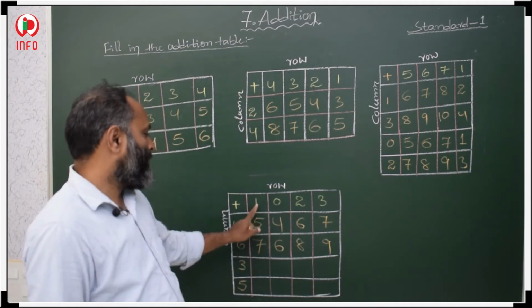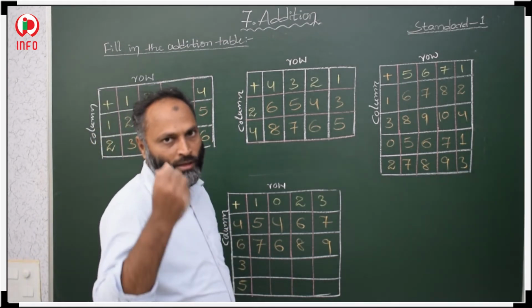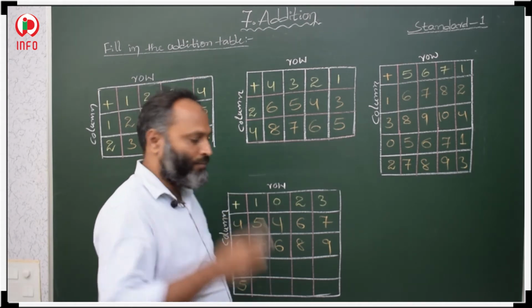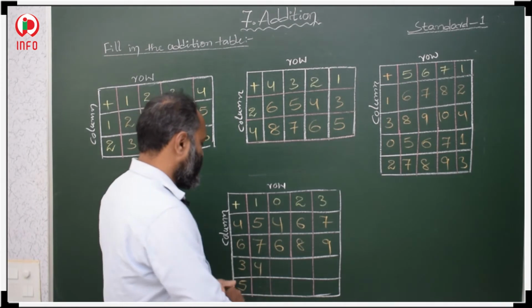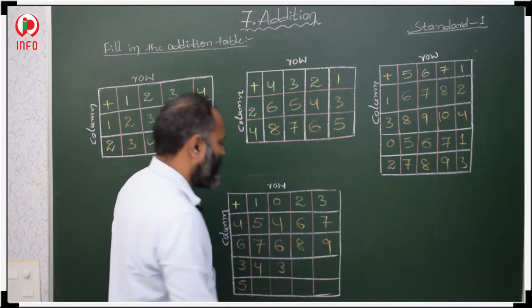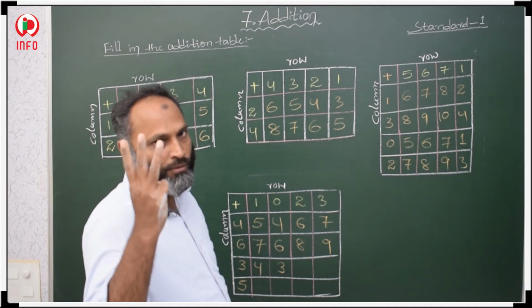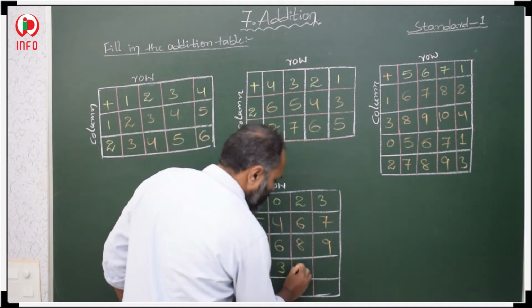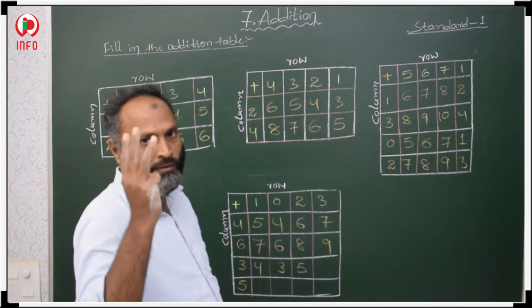Then 1 plus 3 means after 1, 3 numbers we have to count: 2, 3, 4. 0 plus 3 is 3 only, the same number only. 2 plus 3: 3, 4, 5. 3 plus 3: 4, 5, 6.